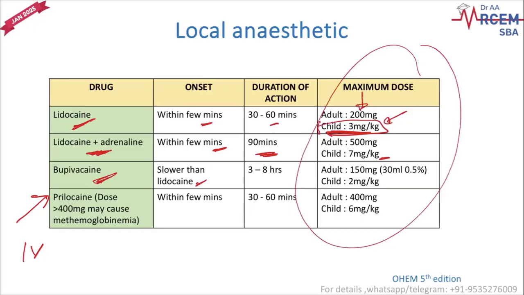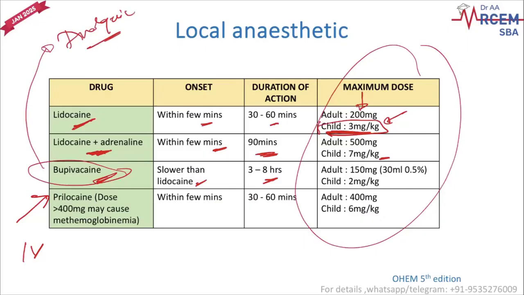Bupivacaine is much slower than lidocaine. It takes 5 to 10 minutes minimum to start acting. It acts for a longer duration, a minimum of 3 hours. Sometimes it can act for 8 hours. So it is an excellent drug to give someone where you want an analgesic effect. That's why in fascia iliaca block you tend to use bupivacaine.